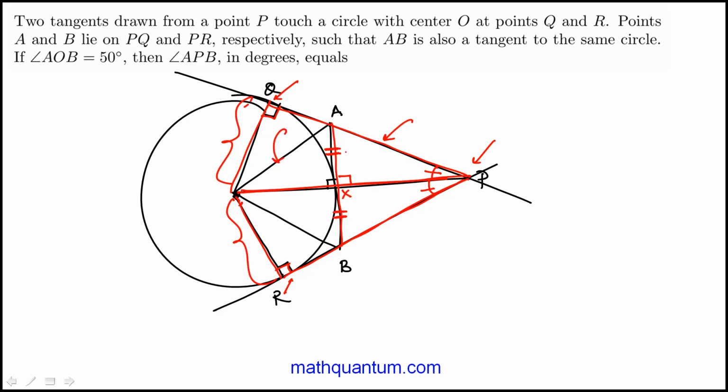And if you're looking at this triangle, because we're given this angle AOB as 50, and if these two are equal, that's an isosceles triangle too. And that means each one of these angles is 25 and 25.